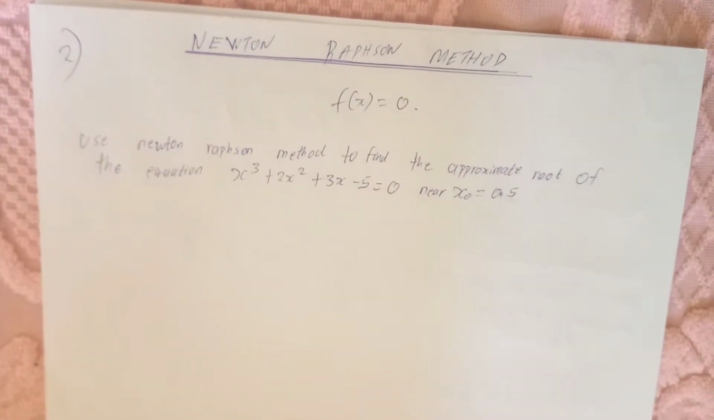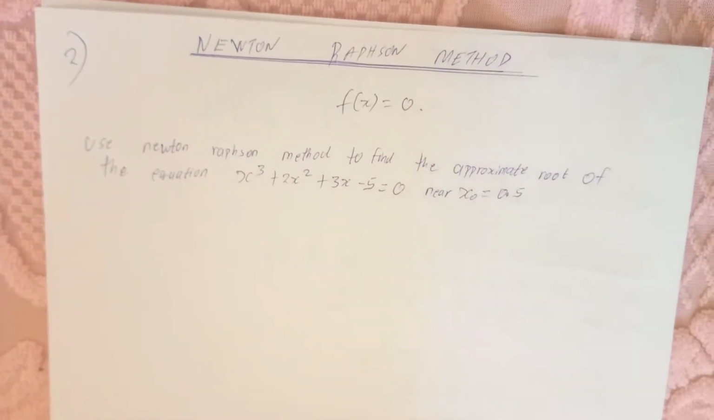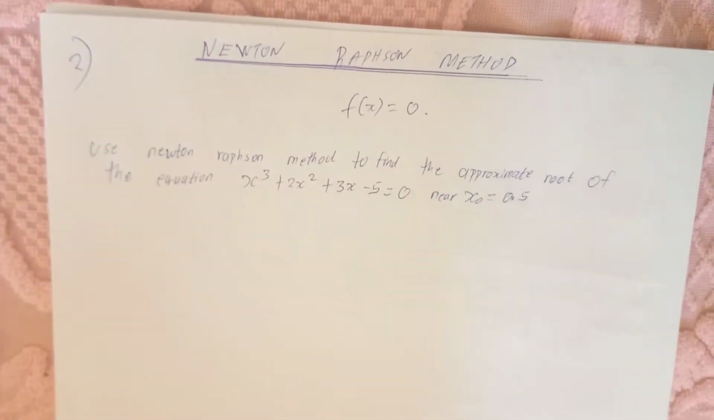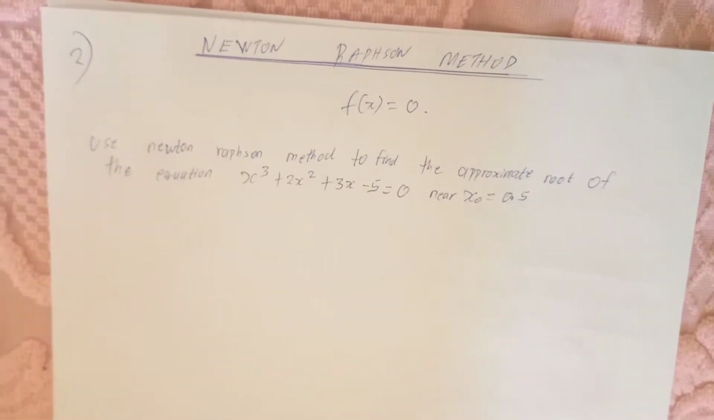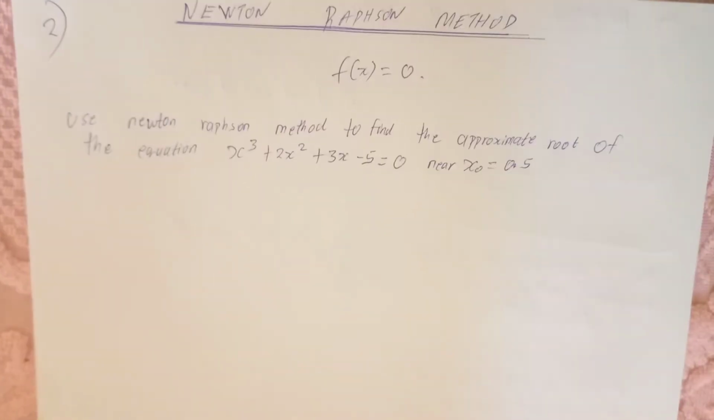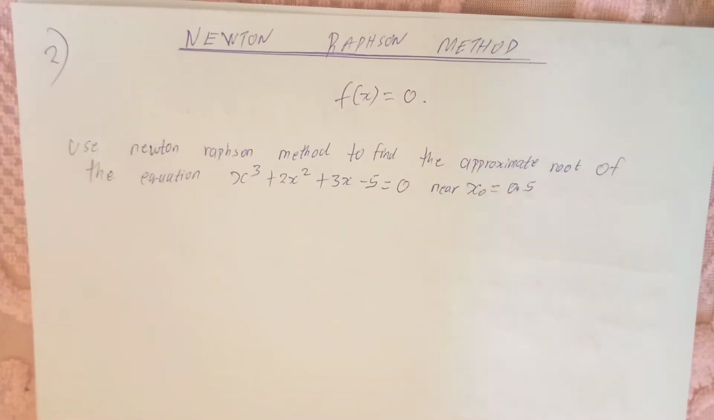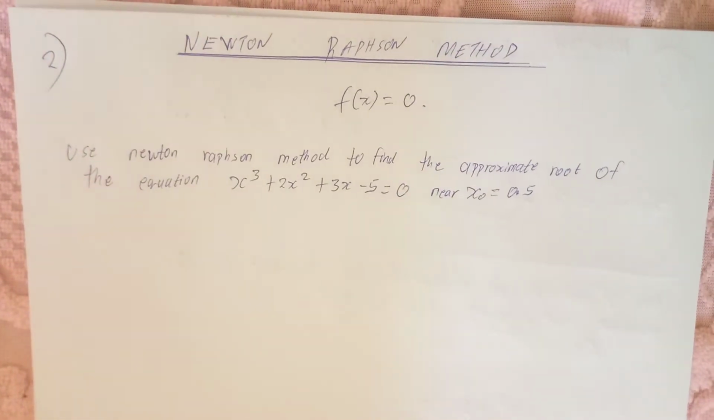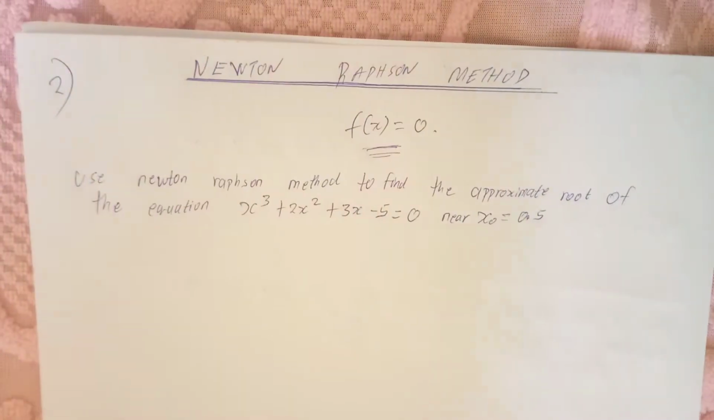As I had promised earlier, we are going to put up a new video on the Newton Raphson method again. It's Eliud. First of all, a recap of the previous lesson, where we were looking at the Newton Raphson method and found out that it is used to find the approximate root of f(x) equals 0. I already noted that down.